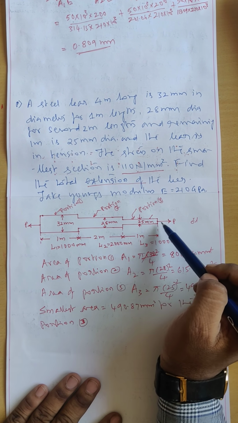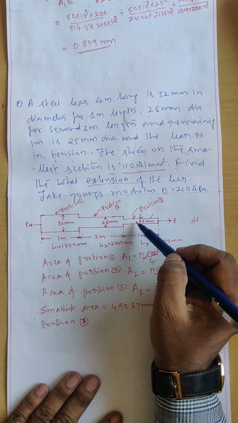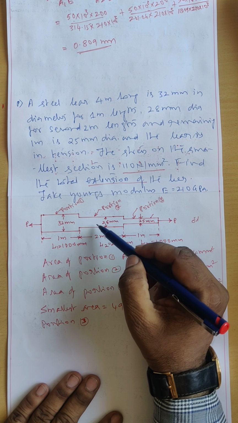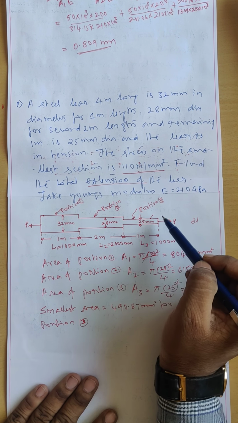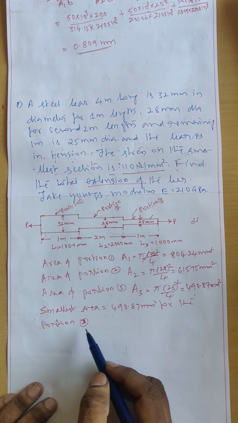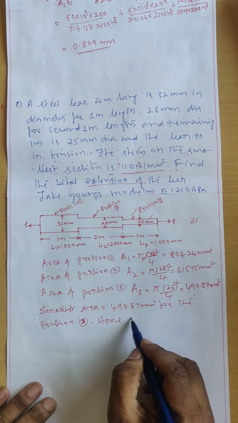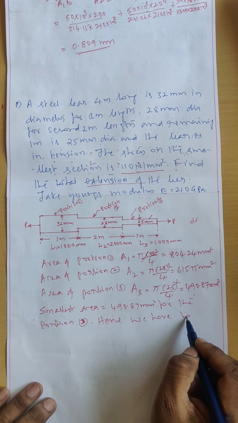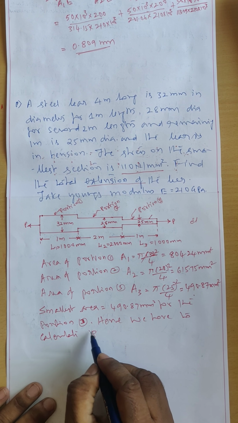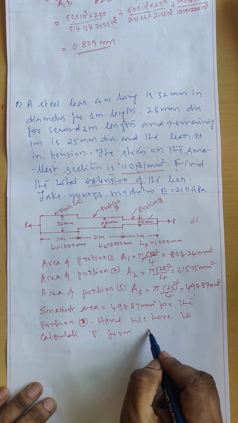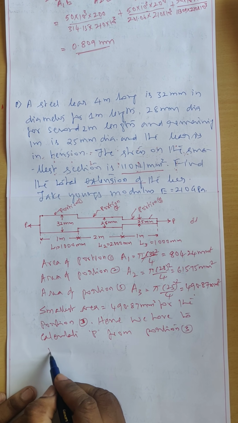But if the section is to be safe, we have to consider the smallest value. If 110 Newton per millimeter square develops in the smallest portion, in the other portions it will be less than 110, then all these three sections are safe. Therefore, we have to calculate P from portion 3.